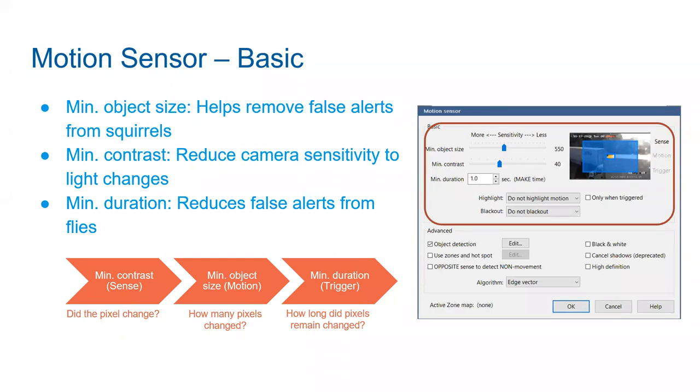And keep in mind, BlueIris provides a lot of real-time feedback. So as you change these dials, it'll provide the feedback on the camera in real time. When sense gets highlighted, like the yellow, that means the contrast was hit. And when the minimum object size threshold is hit, that means motion is identified. These highlighters that react in real time are one-to-one with these settings. And if the trigger highlights, then the minimum duration was reached.